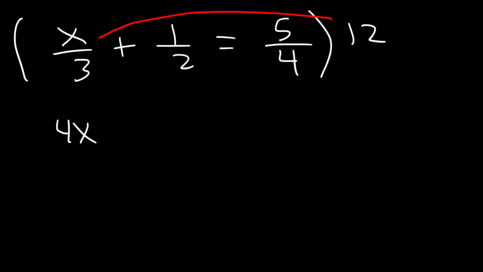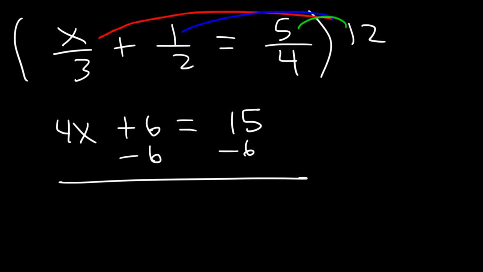And then let's multiply 12 by 1/2. Half of 12 is 6. Now what is 12 times 5/4? There's two ways in which you can do this. You can multiply first and then divide, or divide first and then multiply. 12 times 5 is 60. 60 divided by 4 is 15. Or you could say 12 divided by 4 is 3. 3 times 5 is 15. So either case, you're going to get the same value.